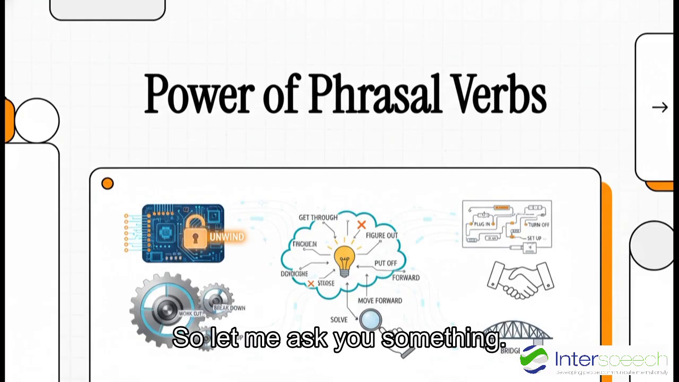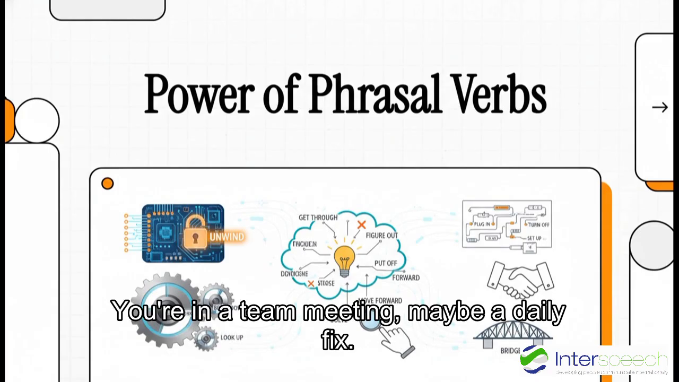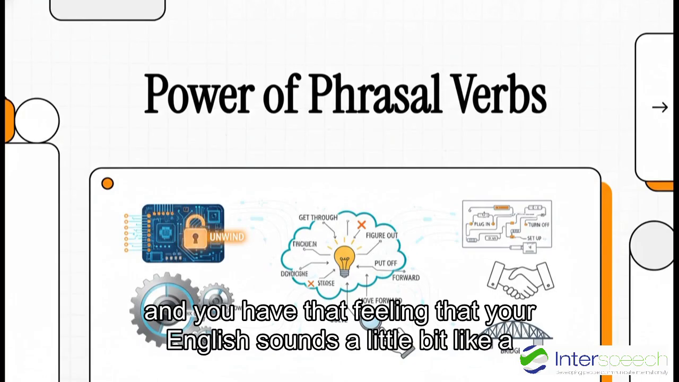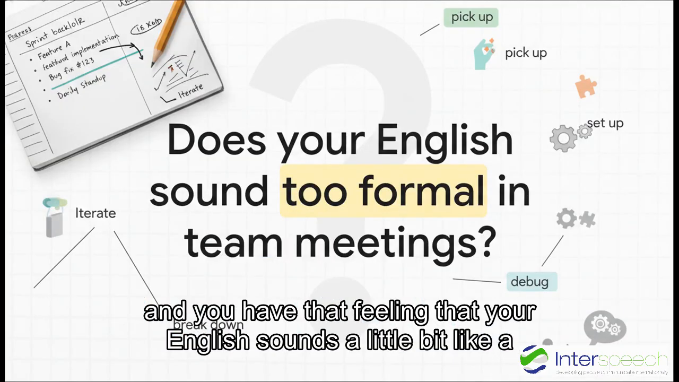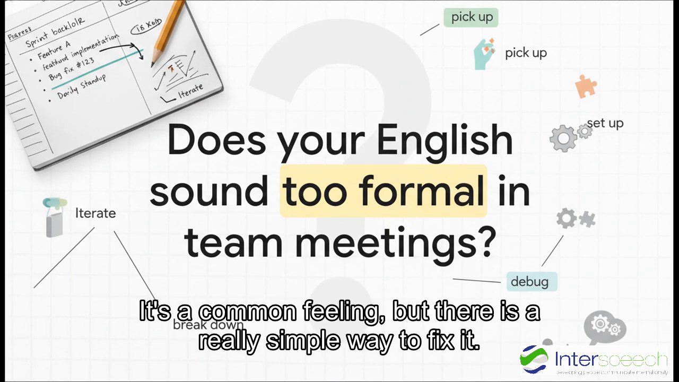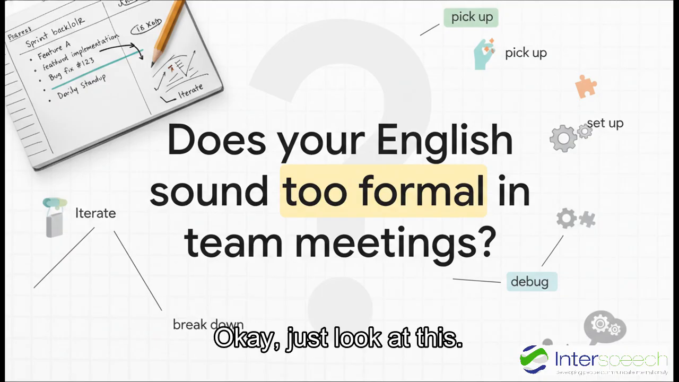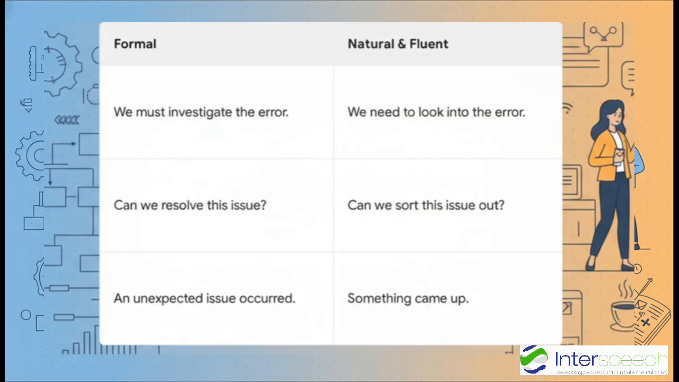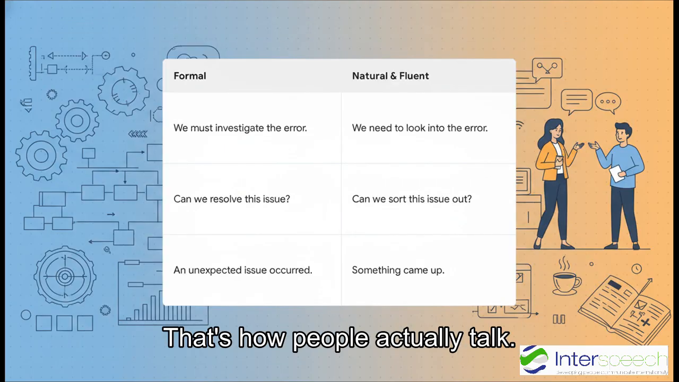So let me ask you something. You're in a team meeting, maybe a daily fix, and you have that feeling that your English sounds a little bit like a textbook, a bit stiff. It's a common feeling, but there is a really simple way to fix it. Just look at this. On the left, the sentences are correct, but they're really formal. Now, look at the right side. That's how people actually talk.